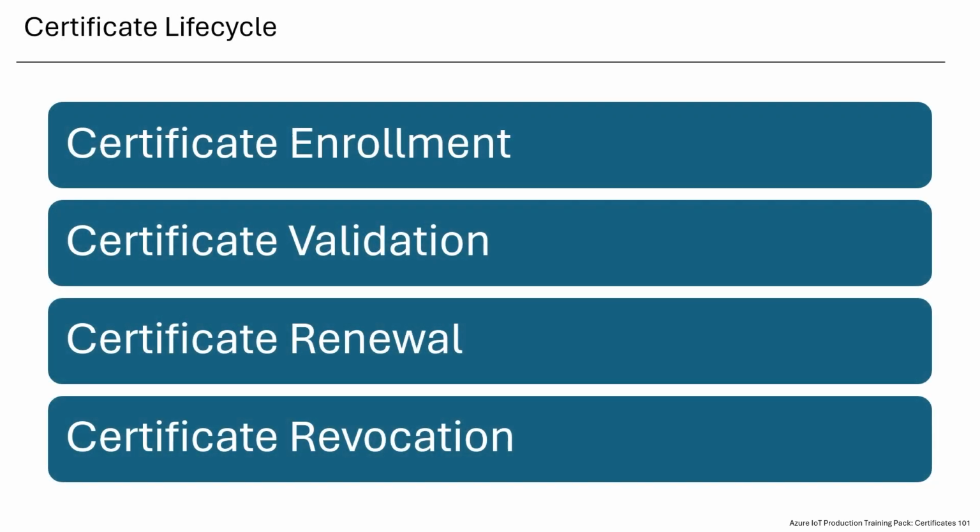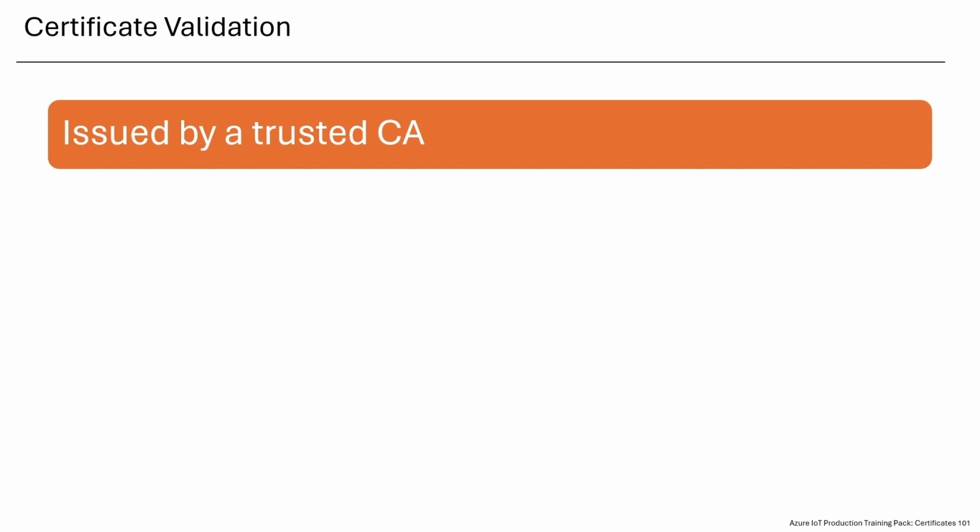The next stage of the lifecycle, the one that is most commonly seen as part of the lifecycle, is certificate validation. When a certificate is presented by an entity to a client, the certificate status is validated to verify that it's issued by a trusted CA, a CA that is in the trusted root store or is issued a certificate from a trusted root or trusted intermediate.